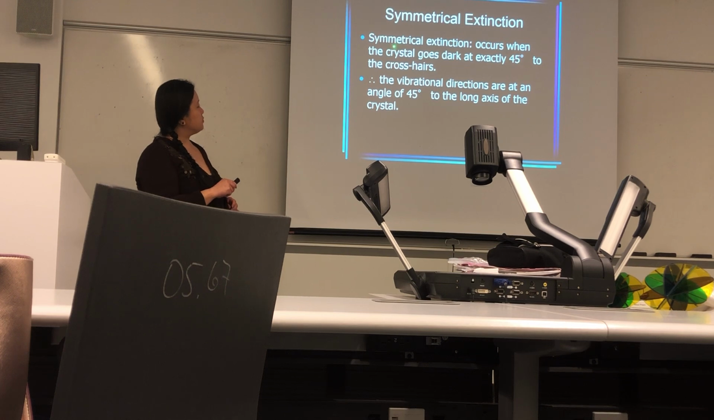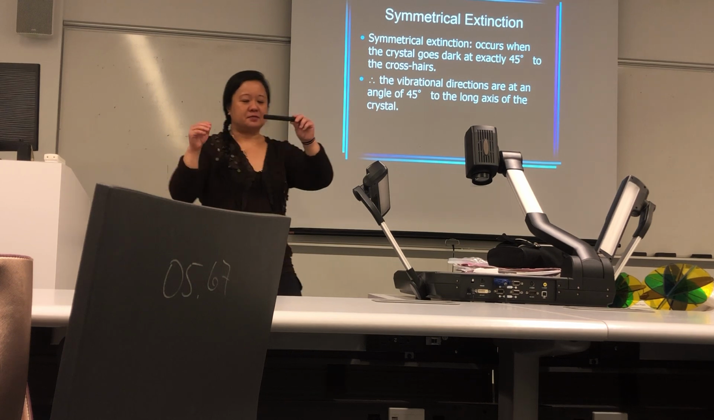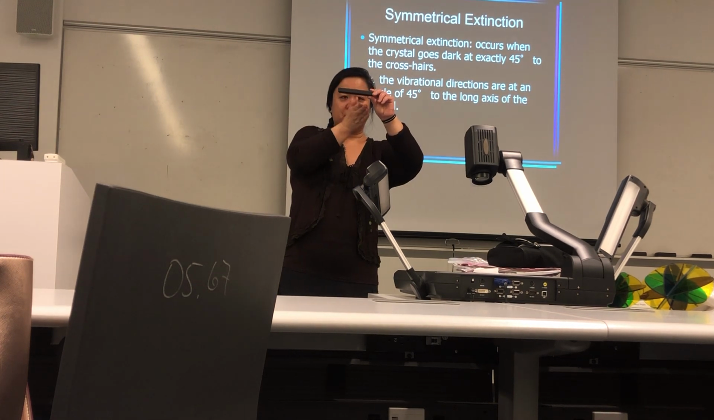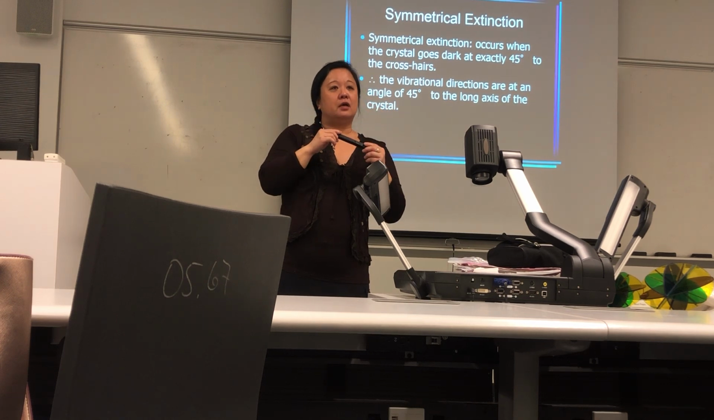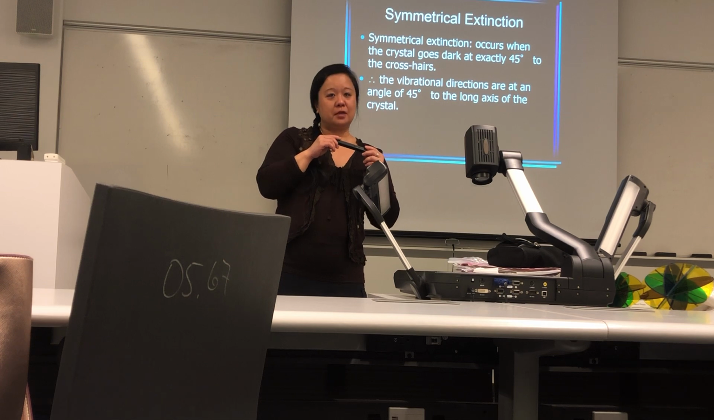Symmetrical extinction occurs when the crystal goes dark at exactly 45 degrees to the crosshairs. The vibrational directions are at an angle of 45 degrees to the long axis of the crystal. So if this is the long axis of the crystal, then the vibrational directions are at 45 degrees to this. You will see symmetrical extinction in the spring semester when you make Teichmann crystals from blood.